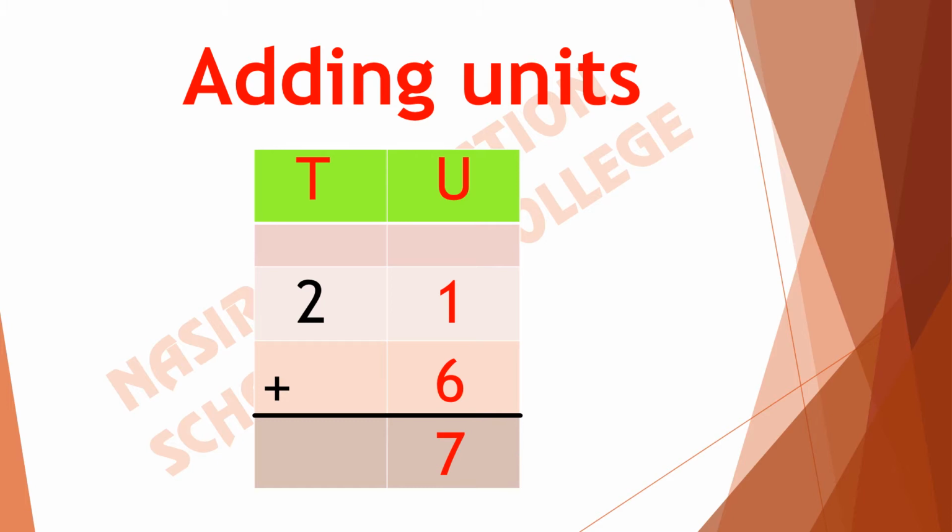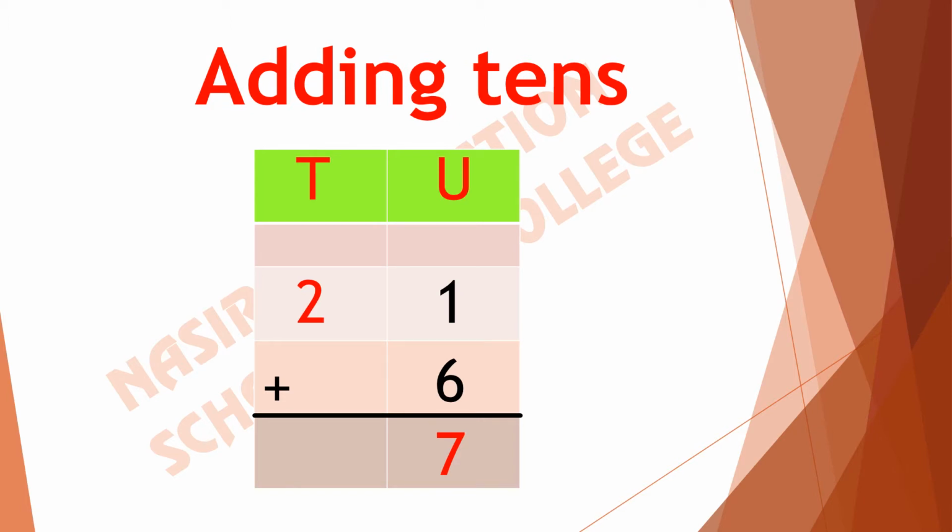Then what will we do now? Can you tell me? After the addition of units, we will add tens. In tens there is a number 2. So as we have nothing to add in it, we will write it as it is. If we add 21 and 6, we get 27. I repeat, if we add 21 and 6, we get 27.